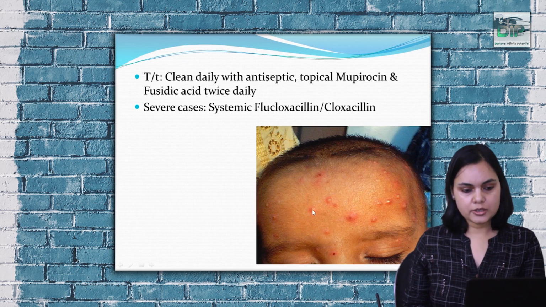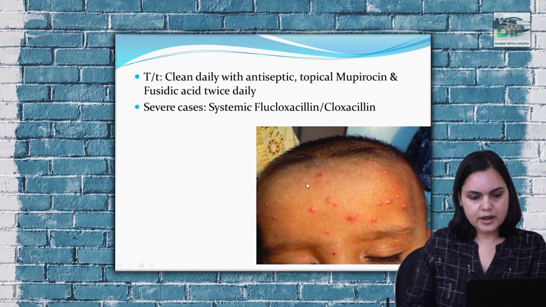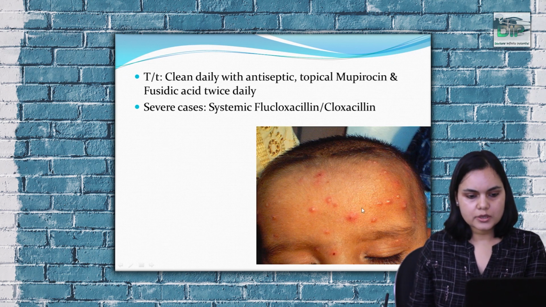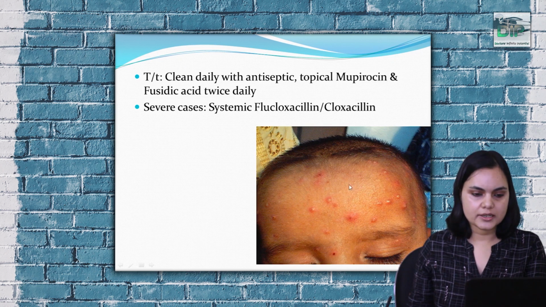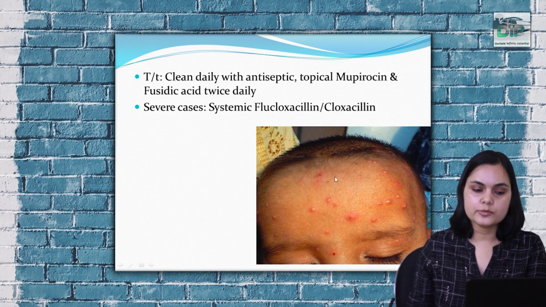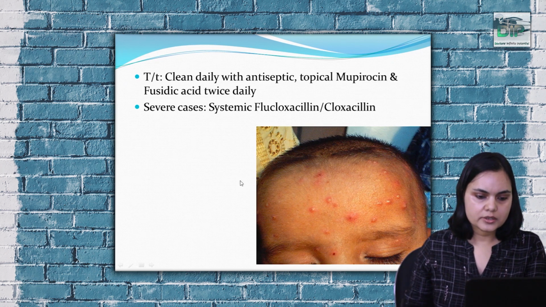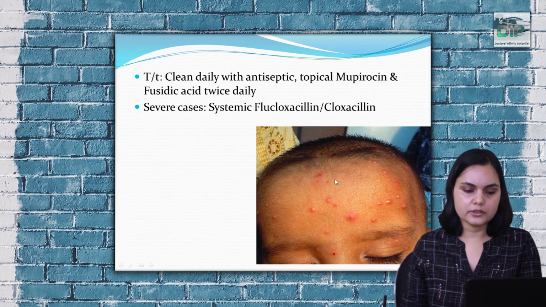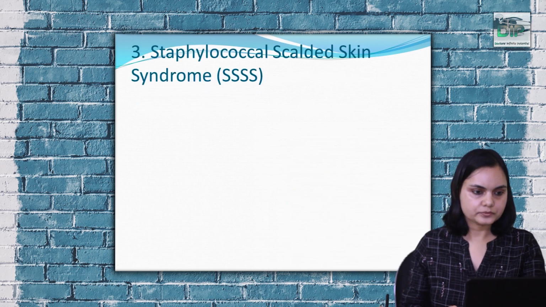Here in this picture, we can appreciate there are multiple bumps. There are multiple papules as well as pustules over the forehead of the child. This is the classical presentation of superficial folliculitis in children. So I'd again like to emphasize there are multiple papules and pustules. These are the presentation of superficial folliculitis in a child.